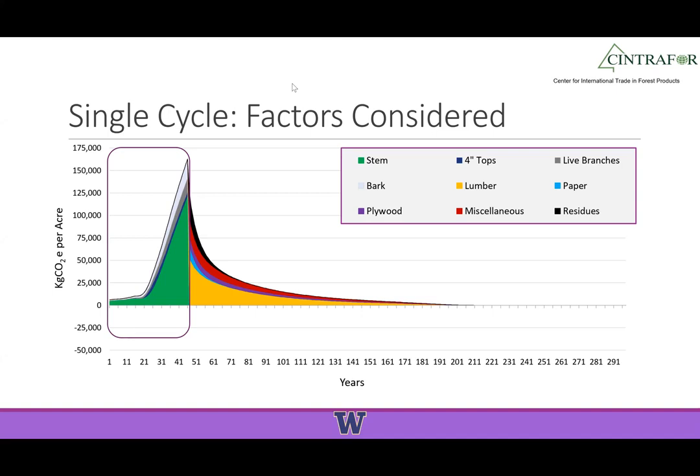And a 45-year harvest cycle is kind of common in this region. So I took that harvest cycle. Now, after the harvest, what happens? A lot of the wood gets wasted in different ways. The 4-inch tops, the barks, the branches, all get left behind either in the forest to decay, or they're piled and burned on the forest floor.